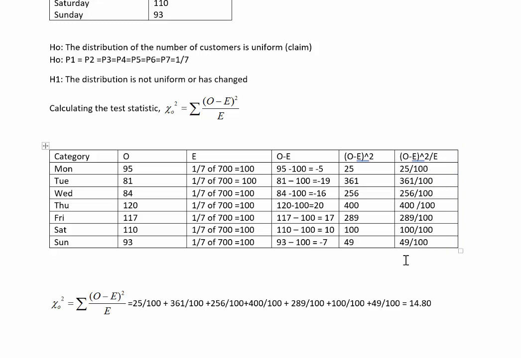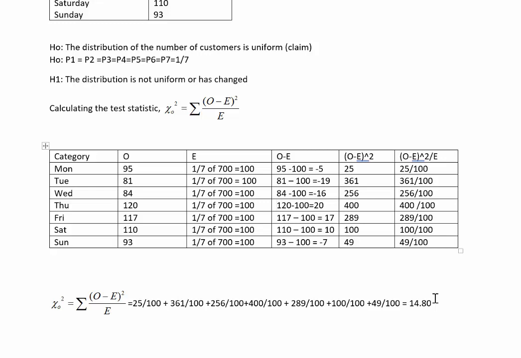361 over 100 all the way to 49 over 100. Your test statistic will be the sum of all the results in the last column. So I just add them up and I got 14.80. Now for your information, this is a right tail test. The goodness of fit is a right tail test.